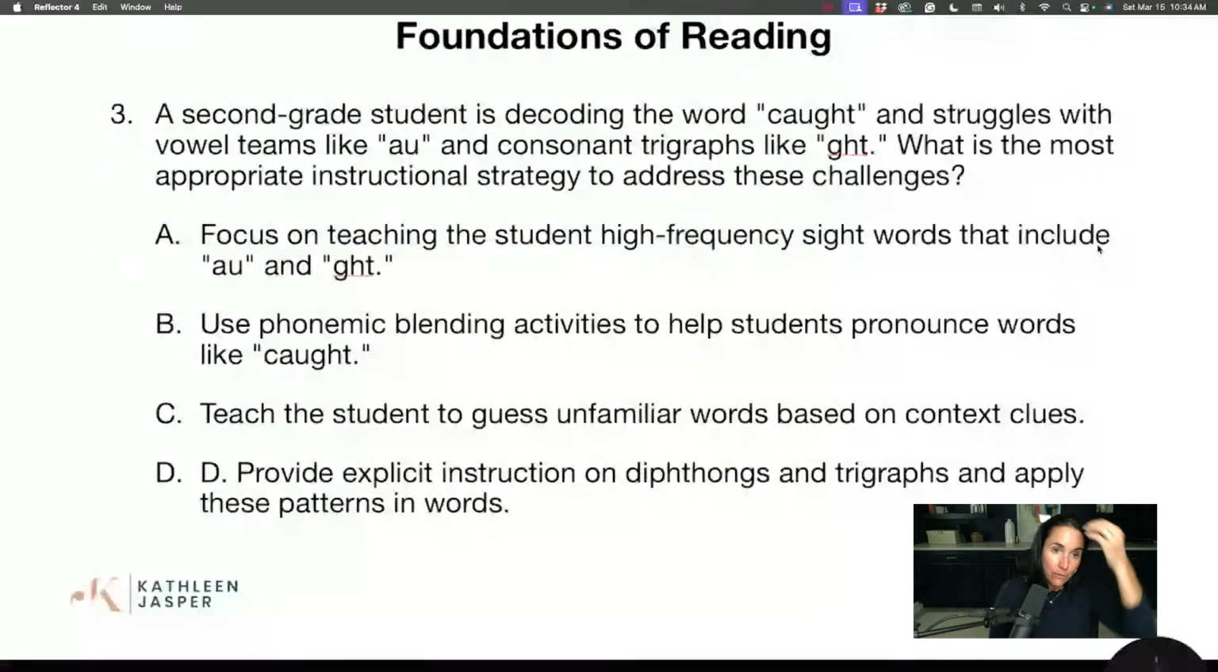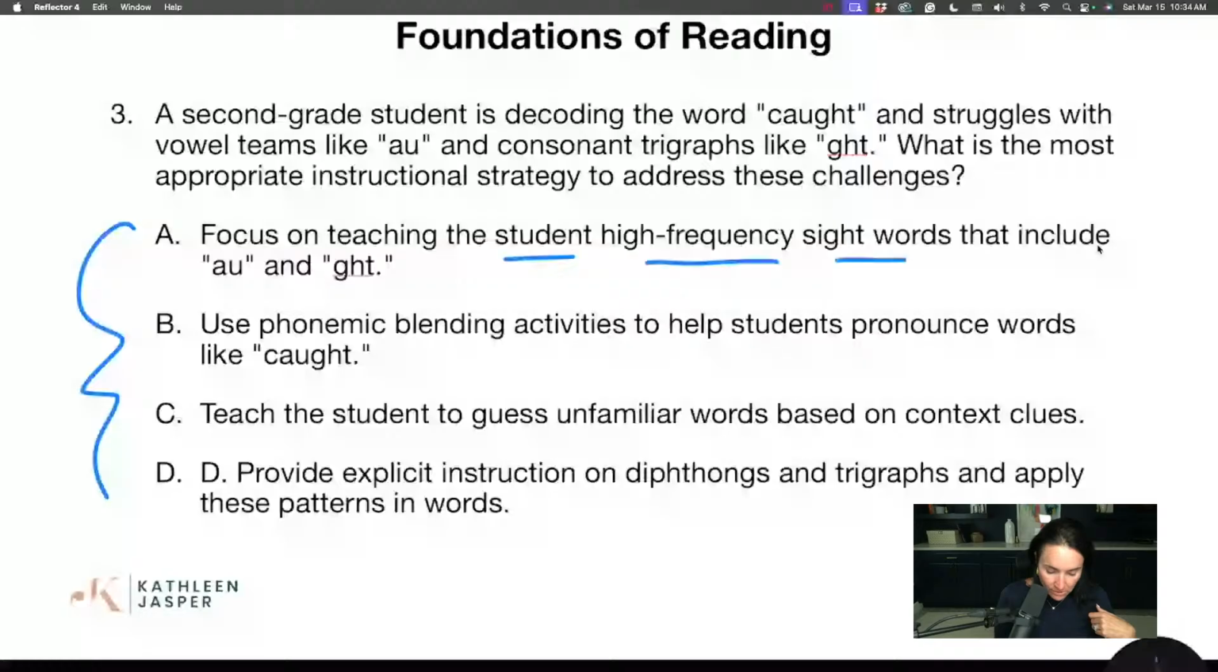Okay, let's have a look at number 3. This one comes from Foundations of Reading as well. Again, answer choices. A: Focus on teaching the student high-frequency sight words that include AU and GHT. Focusing on sight words, we use them. But I don't know if the focus should be that. I don't love it. I don't hate it. I'm not going to cross it off.